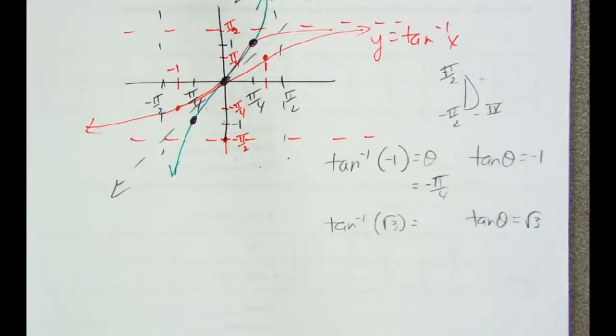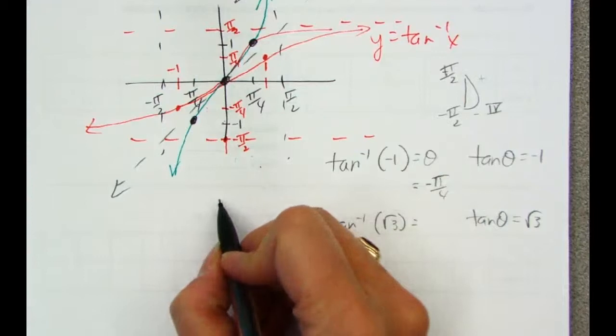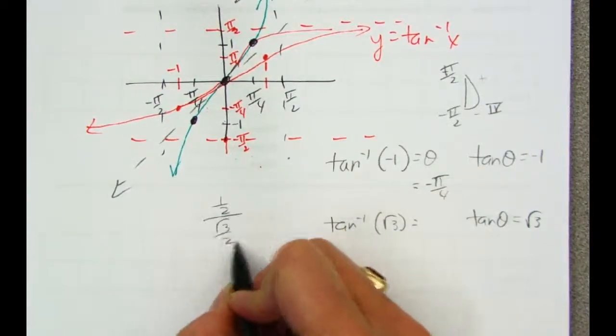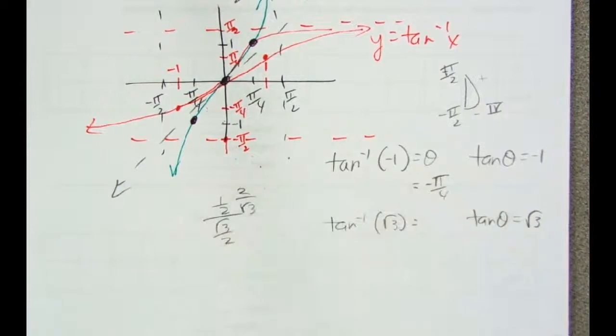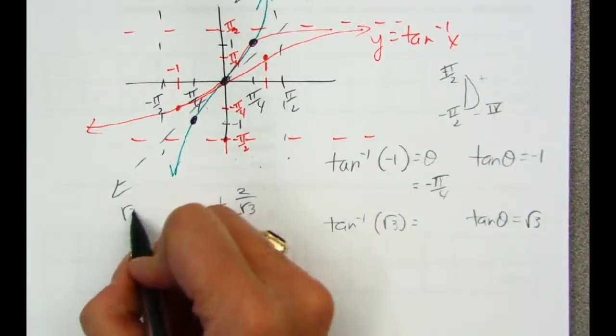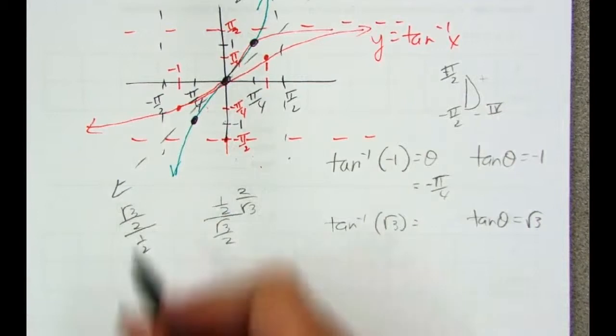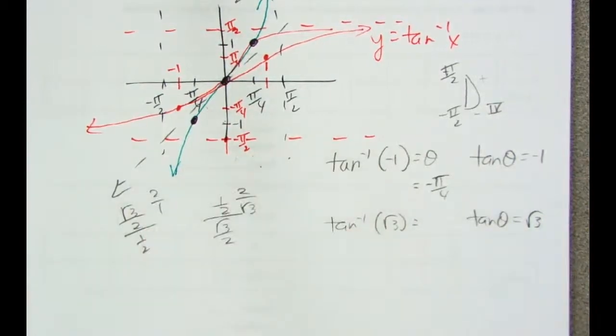Pi over 6? Let's see. Pi over 6 is sine over cosine. Or is it pi over 3? Square root of 3 over 2 over 1/2. Looks like it's pi over 3. Again, we need to do the math over to the side. Don't just leave it in your head. Do the math. As soon as you do the math, you could easily see it.